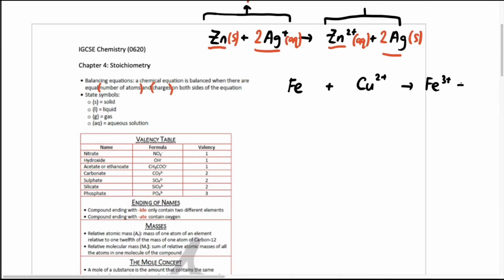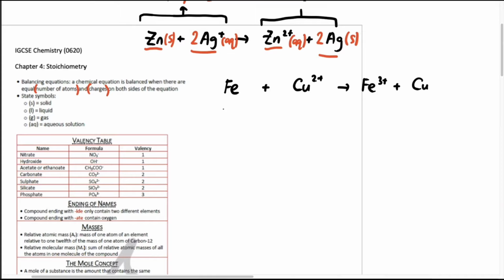The copper becomes a copper atom. Okay, so for this case, how are we going to balance the atoms as well as the charges? First, when you look at the atoms, it seems to be balanced already. One Fe on the left, one Fe on the right, balanced. Cu2+, one Cu on the left, one Cu on the right. It seems like it is balanced.